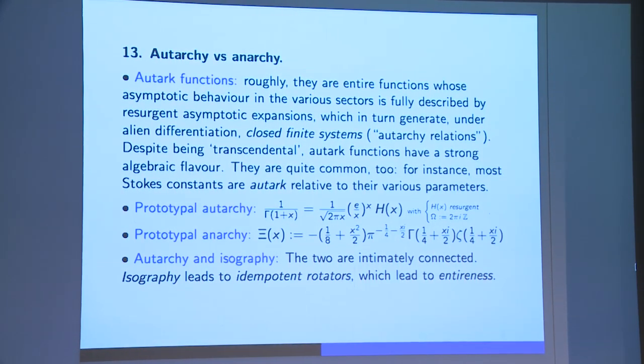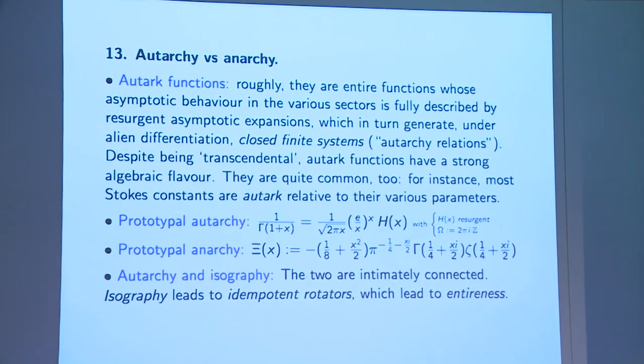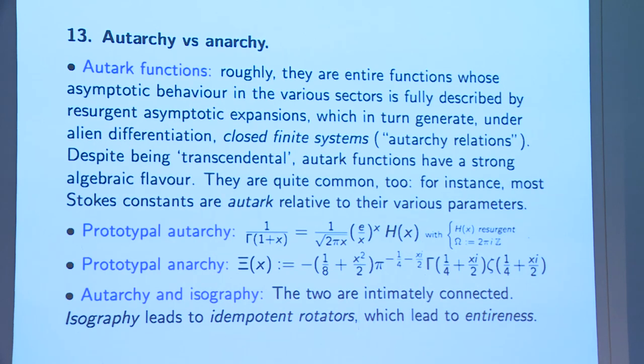Autarchy is the opposite of anarchy. Autarchy is usually spelled with a K, but I wanted it to rhyme with anarchy. You see, roughly, the autarch functions are entire functions whose asymptotic behavior in the various sectors is fully described by resurgent asymptotic expansions, which in turn generate on the alien differentiation a closed finite system. They are autarchy relations. And so you see, despite being transcendental, the autarch functions have a strong algebraic, I mean finite and algebraic, flavor about them.